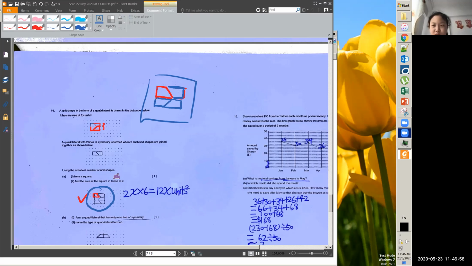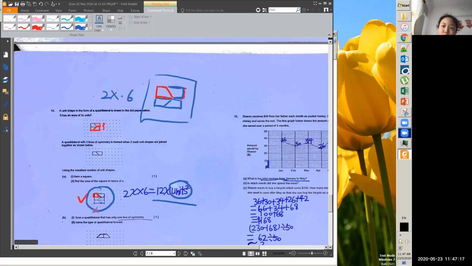So find the area of the square. So what is the area here? Okay, the area for 1 is 2x units. So how many do you have? 1, 2, 3, 4, 5, 6. You have 6 of them, right? Then therefore you have 12x units squared. Very good with the unit as well.